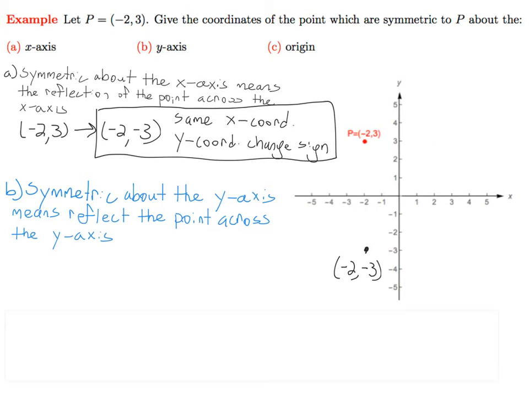So let's mark the location of that point in blue. So that winds up over here, and this has coordinates 2, 3. Okay, so we haven't changed the y-coordinate when we reflect across the y-axis, but we get an x-coordinate which has the opposite sign. So now the point -2, 3 winds up at 2, 3. And in this case, we have the same y-coordinate, but the x-coordinate changes signs.